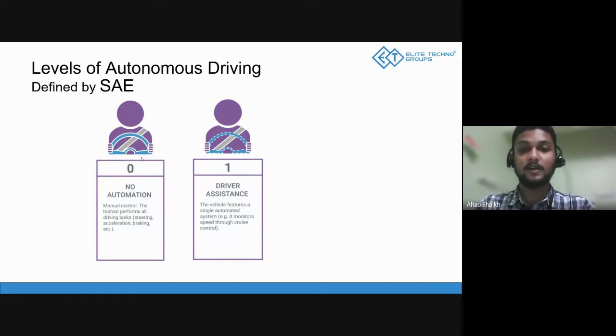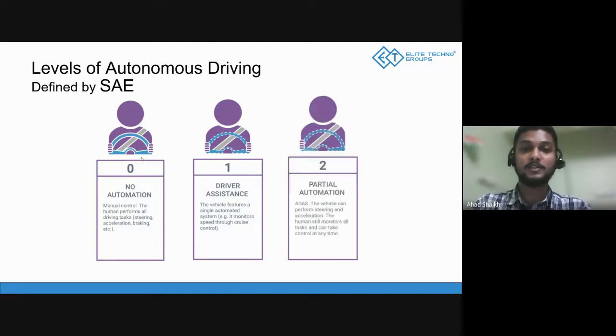Then after that we come to the second level, which is partially automated. What happens in the second level of autonomous driving? The vehicle can perform certain tasks by itself with some driver input. This is basically called advanced driver assistance systems, where turning the vehicle, keeping it centered in a lane, or changing lanes are handled. Those kinds of things are in level 2 automation.